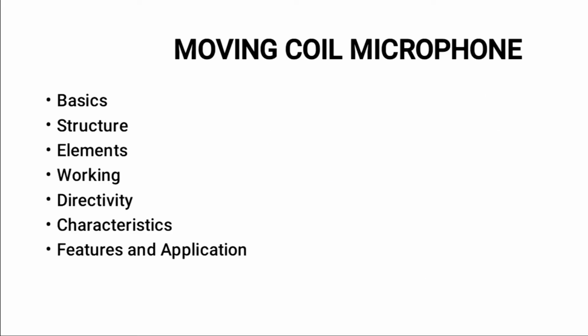Before moving to the session, we must know what is meant by a microphone. A microphone is a piece of electrical equipment that is used for making sounds louder or for recording them. Now, the moving coil microphone is one of the types of microphone.